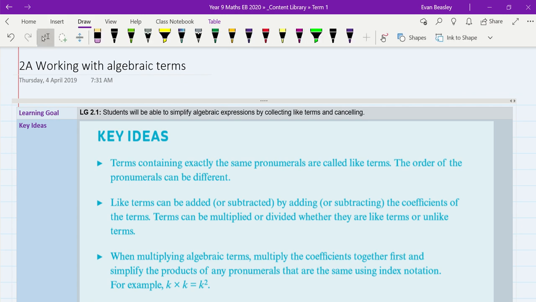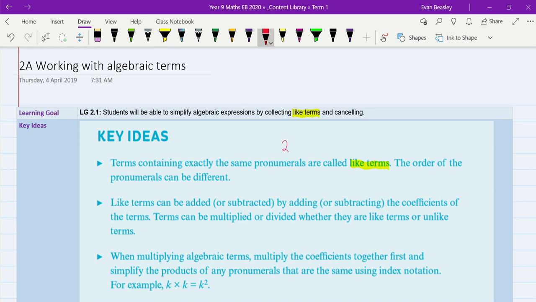So we'll have a look at, first of all, this like term business. Terms containing exactly the same pronumerals are called like terms. The order of the pronumerals can be different. The pronumerals are just the letters.